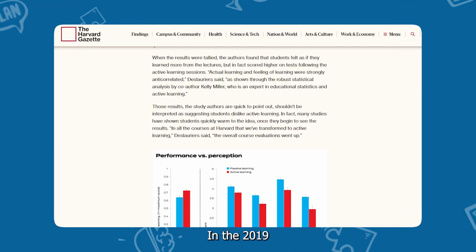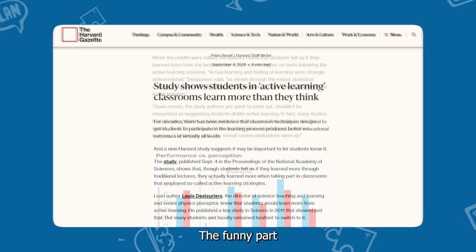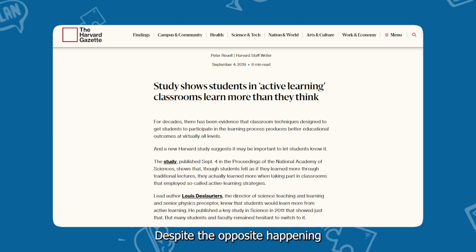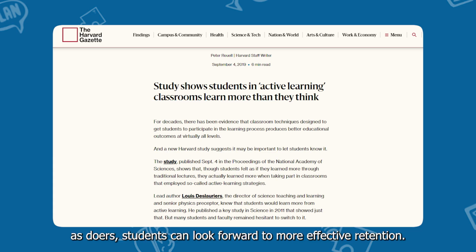In a 2019 Harvard study, students who participated in active learning scored significantly higher on tests than those who only attended traditional lectures. The funny part is they felt like they learned more through traditional methods, despite the opposite happening. As doers, students can look forward to more effective retention.